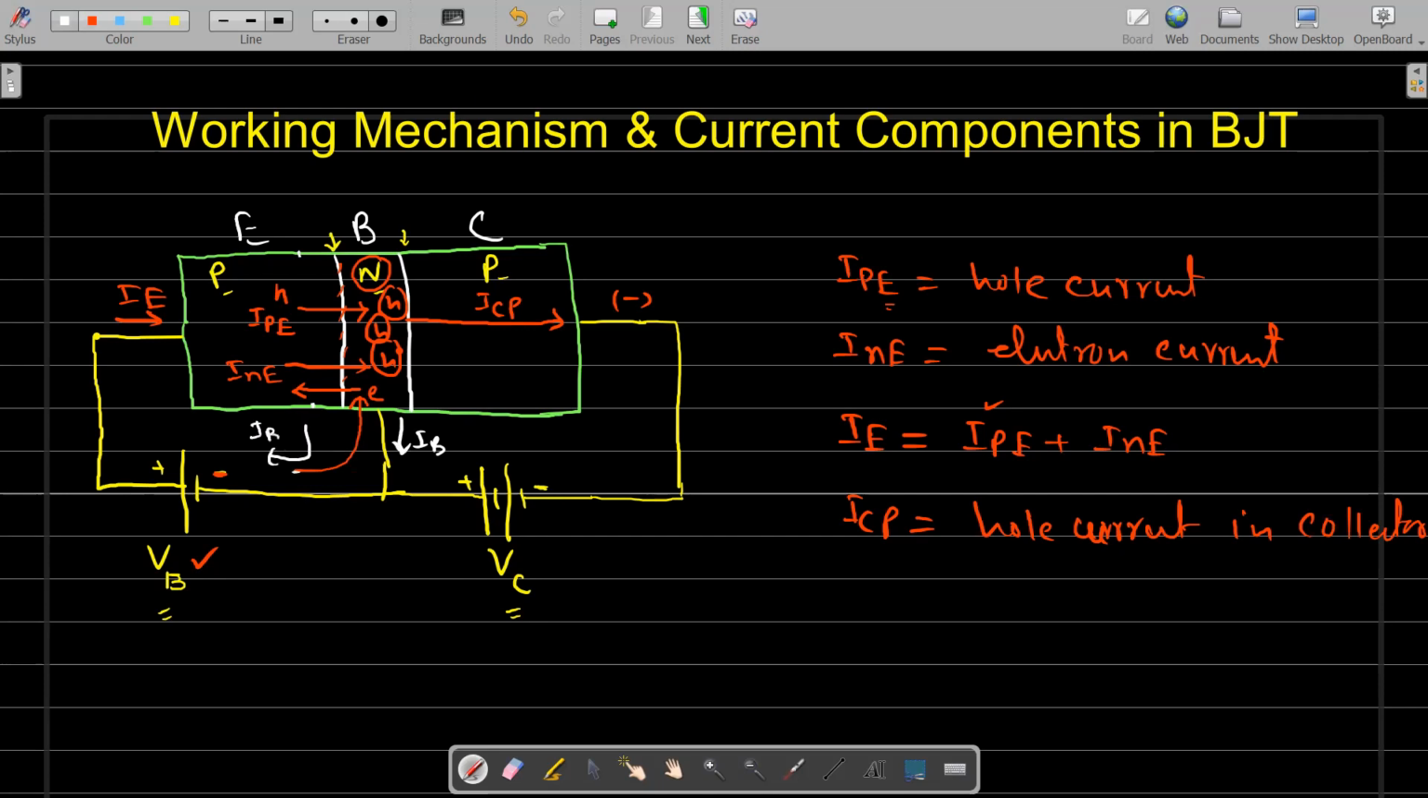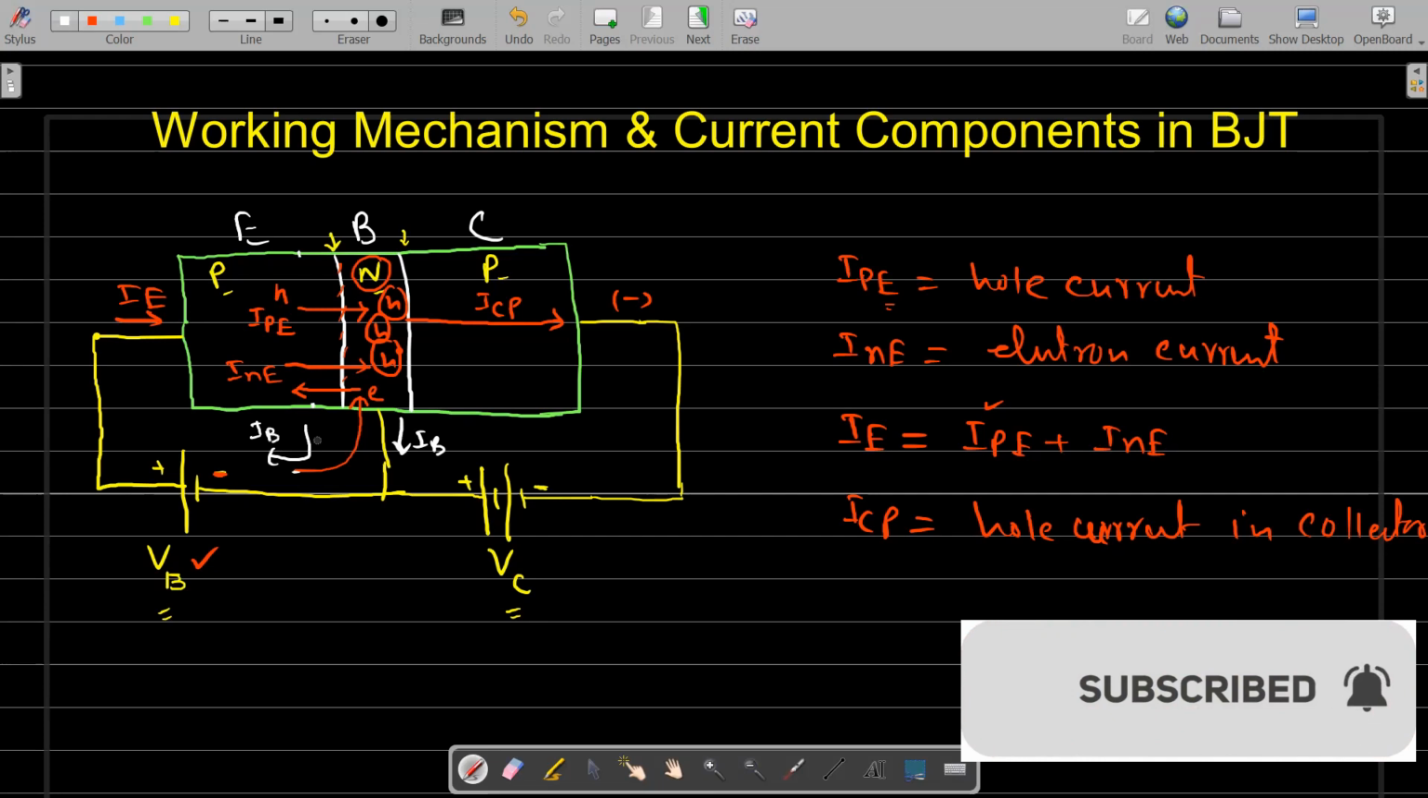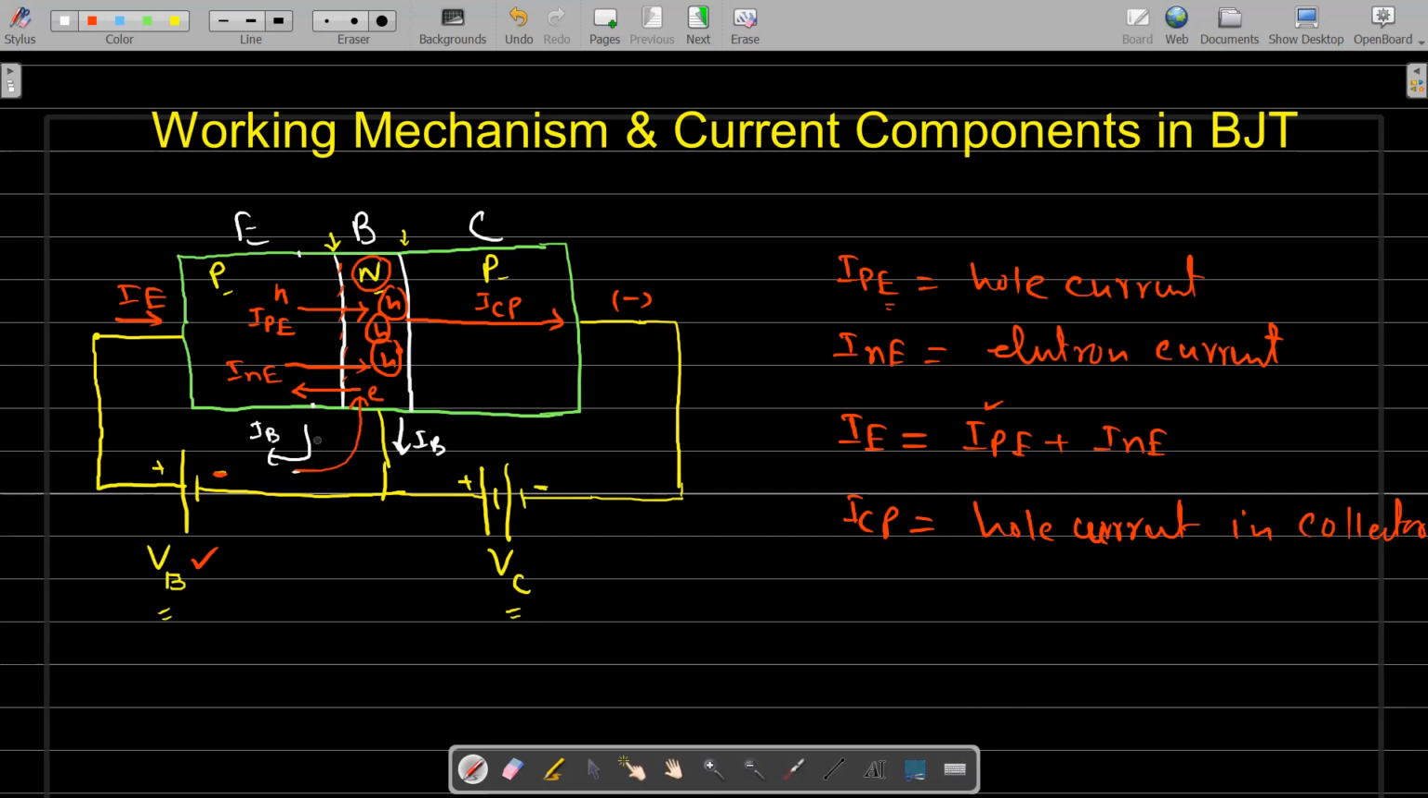Basically, IB is the recombination current. The base current we are getting in the transistor is due to the recombination in the base region, and the rest of the holes will reach the collector terminal. So if we write the relation between the collector current and the emitter current, for example, if 100 holes are entering from the emitter to the base region, and out of 100, 5 holes are lost due to recombination, the rest, that is 95 holes, finally reach the collector side. So the current ICP we are getting is due to those 95 holes.